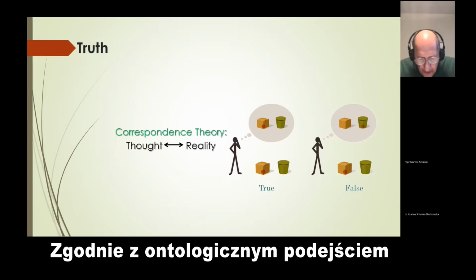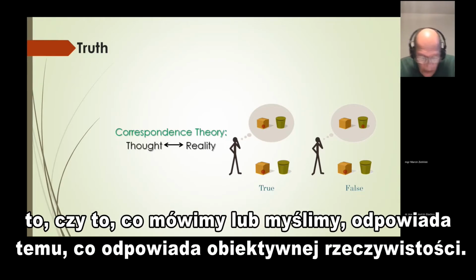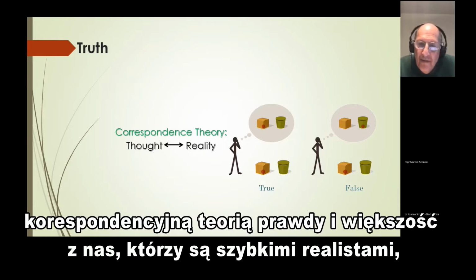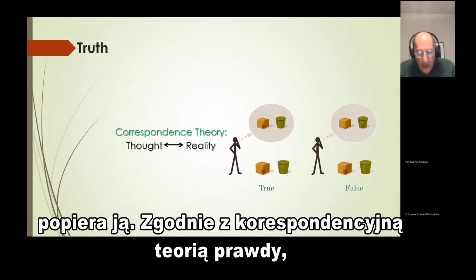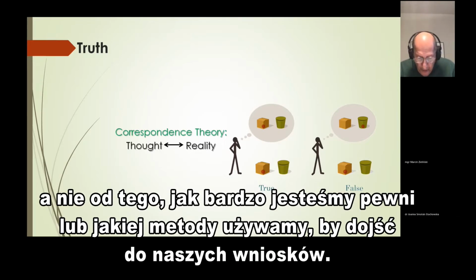According to the ontological approach to truth, what makes what we think true is, as in the slide, whether what we say or think matches what corresponds to objective reality. This is sometimes called the correspondence theory of truth, and most of us who are critical realists endorse it. According to the correspondence theory of truth, truth depends only on whether what we say or believe matches the objective reality, not on how certain we are or the method we use to reach our conclusions.